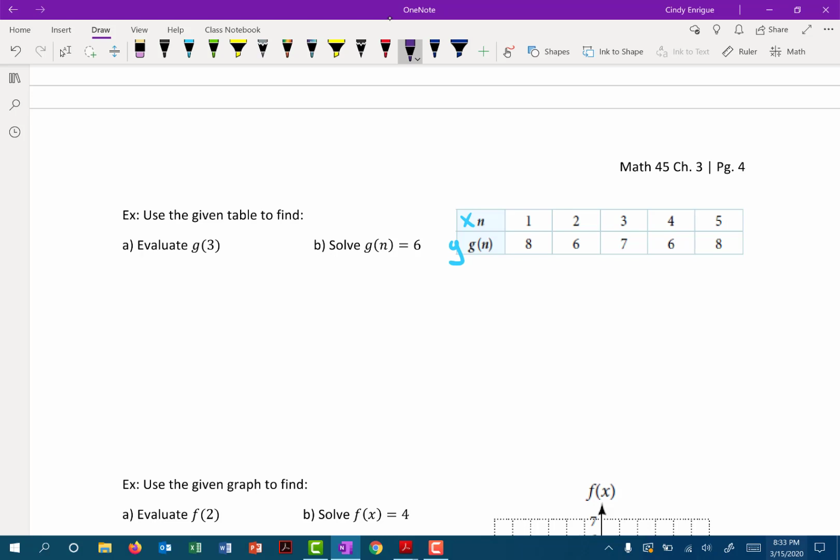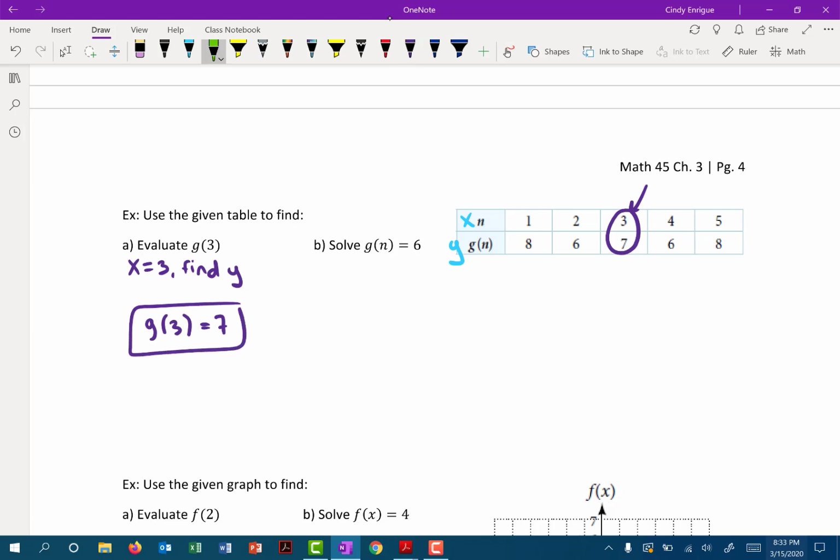Hopefully you guessed it. This is saying that x is equal to 3. Find your y value. Well, when x is equal to 3, that's this one. I get my y value is equal to 7. So g of 3 is equal to 7.